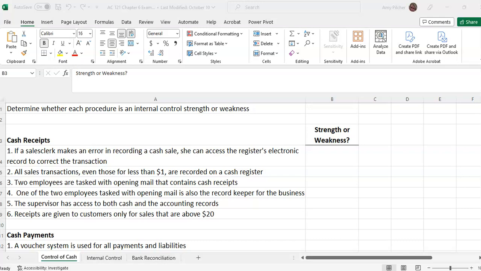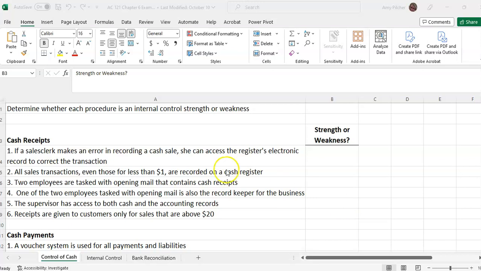In this video, we look at examples for Chapter 6 of Principles of Accounting 1. In Chapter 6, we talk about internal controls and cash management. So this first list of questions asks us what are the strengths or weaknesses in an internal control?